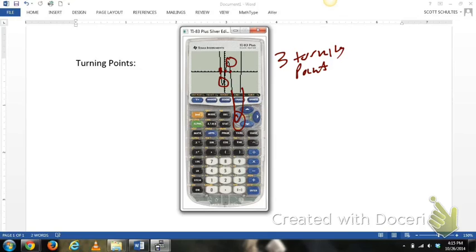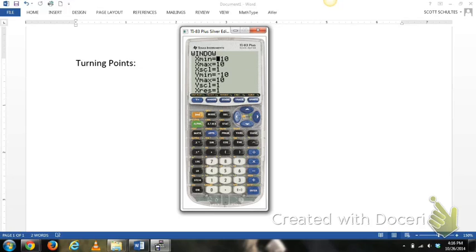So in order to be able to see this part of the graph, I need to lower the bottom of the screen, which corresponds to my y min. So I'm going to change the y min a few times and see what will work as a good viewing window. To change your y min, you go to Window, and for y min, I'm going to try -20, and then I'll hit Graph and see what that looks like.